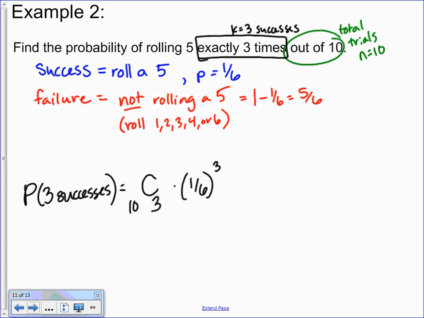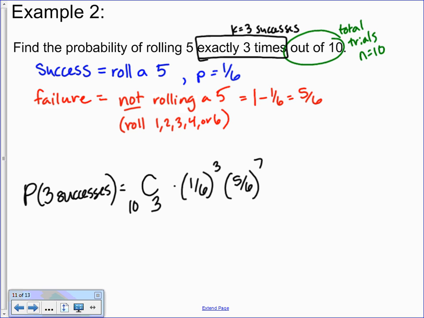7, right? 3 of them are successes, the other 7 must be failures to get to 10 total trials. So 5/6 raised to the 7th. This is my probability of failure, 5/6, raised to the number of failures, which is 7. Okay, because I have to have 10 total trials. These 2 exponents should always add up to your n. 3 and 7 add to 10.